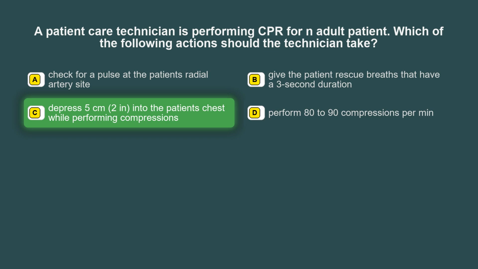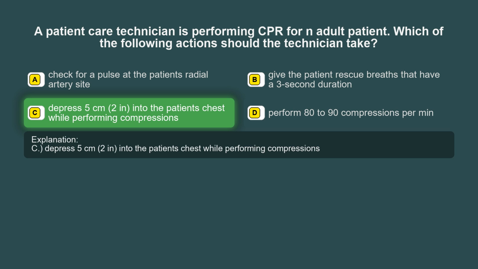The correct answer is option C, depress 5 centimeters, 2 in, into the patient's chest while performing compressions.